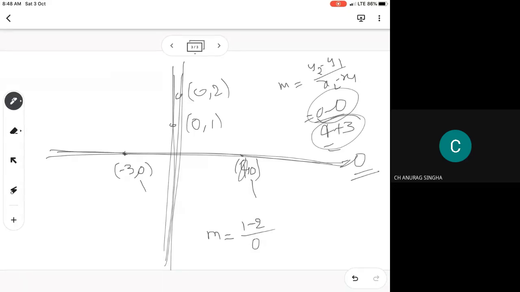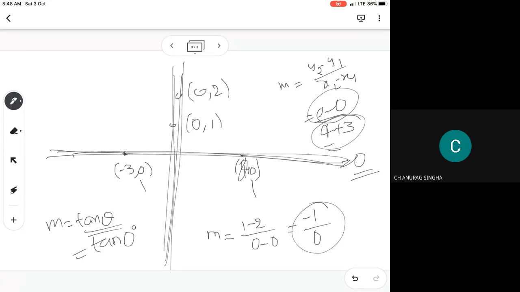Isn't it? So the denominator, 0 minus 0, you are going to get 0. So the slope is something by minus 1 by 0, which is undefined. Either you can take it like that, or the slope m is equal to tan theta, where theta is the angle made with the x-axis. The x-axis makes 0 degrees with the x-axis, so the slope of the x-axis becomes tan 0 degrees, which is equal to 0.